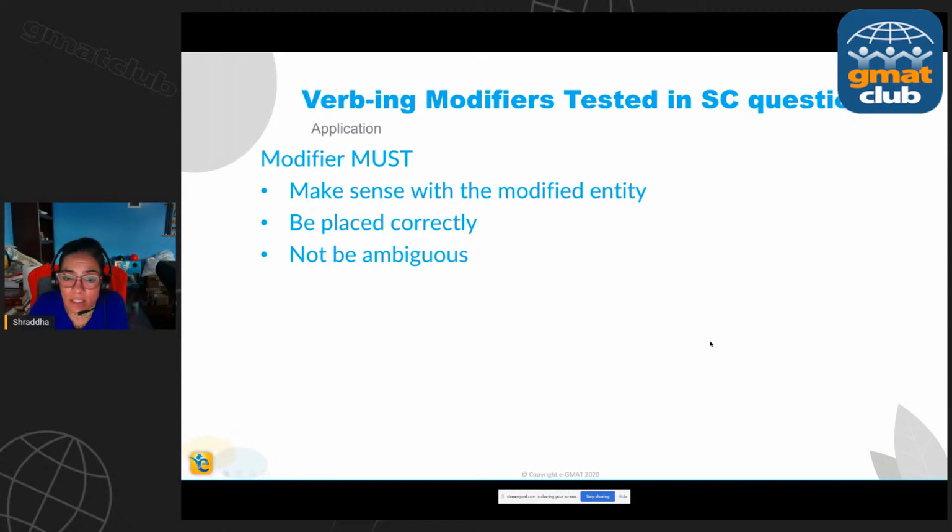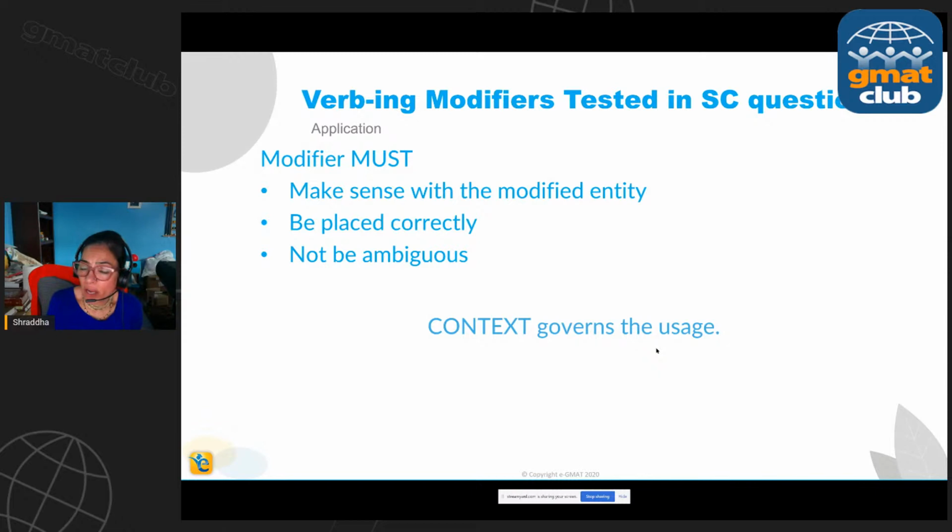Okay. Now, these are the 3 points that we discussed while doing the noun modifier also. So these are the points that you must bear in mind while applying these modifiers in the sentence. Okay, and this is true for both sorts of modifiers: verb-ing modifier as an action modifier and verb-ing modifier as a noun modifier.